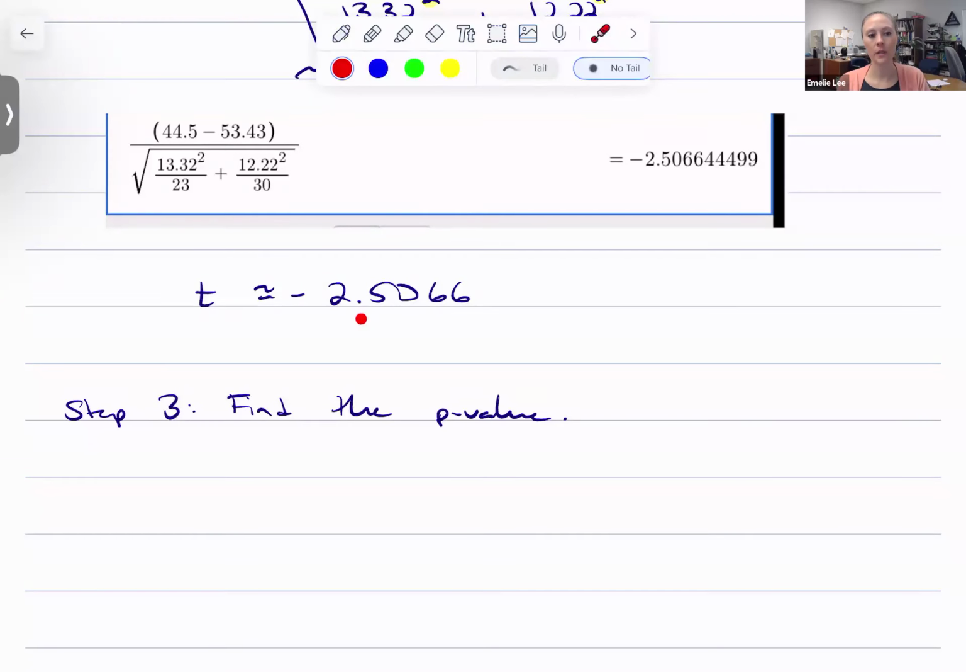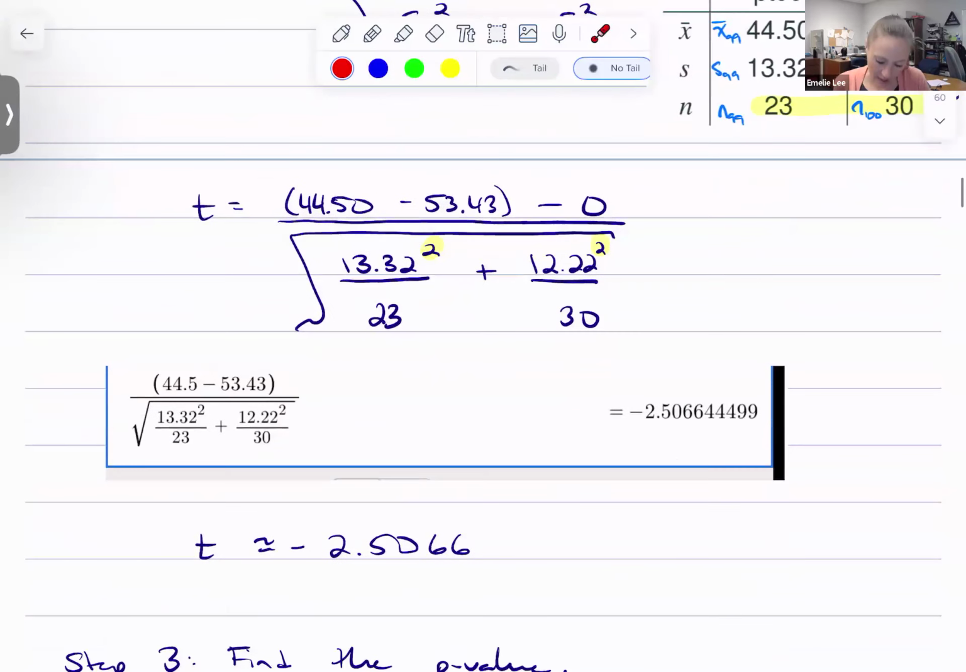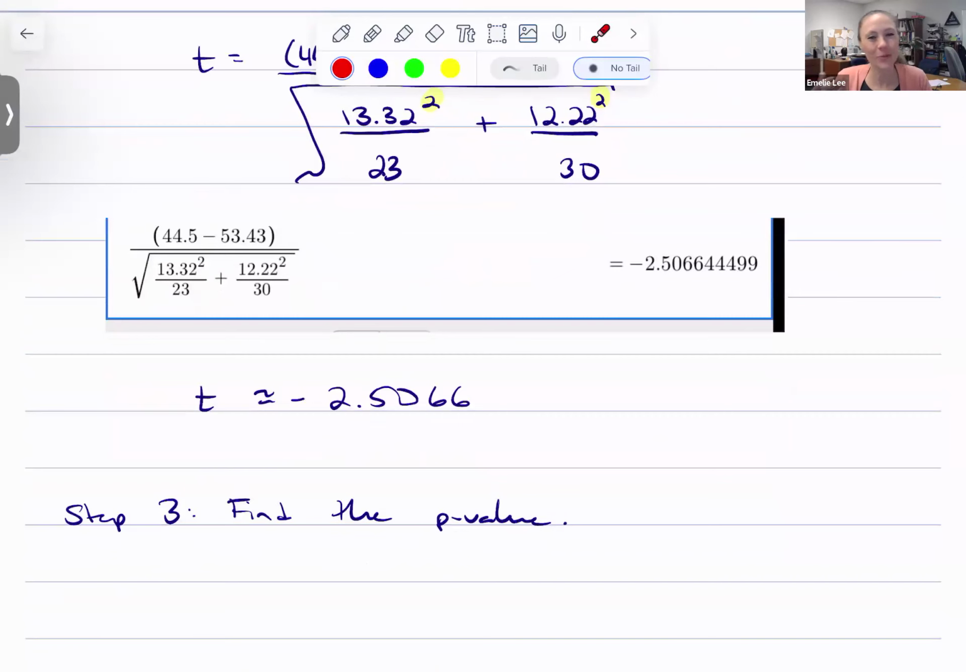Gut reaction, though, right? What does this mean? It means that the difference that we saw, 44.5 minus 53.43, is 2.5 standard errors away from 0. If, in fact, it's below 0, right? And so that means that it's quite far away, using 2 as a threshold in either direction. And so my gut reaction is that I'm probably going to reject H naught, right? But we'll use the p-value to make that decision.